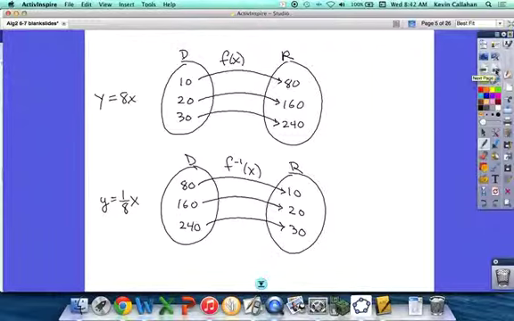If I put that together, here's the mapping diagram we made for the function, and here's the mapping diagram we just made for the inverse. So notice a couple things here. When we refer to the inverse, the notation is f to the minus 1, like an exponent in between the f and the parentheses x. So f to the minus 1 is inverse.